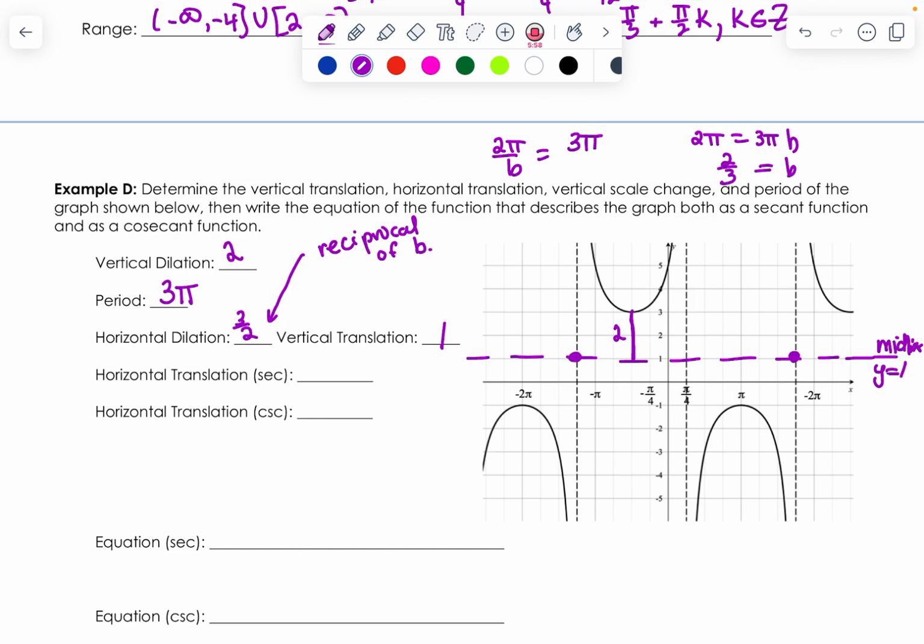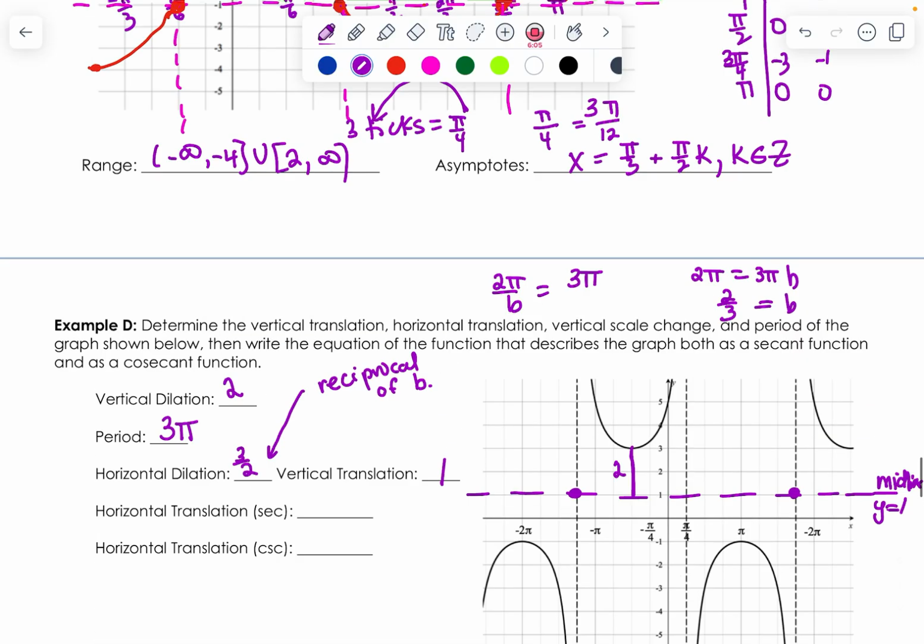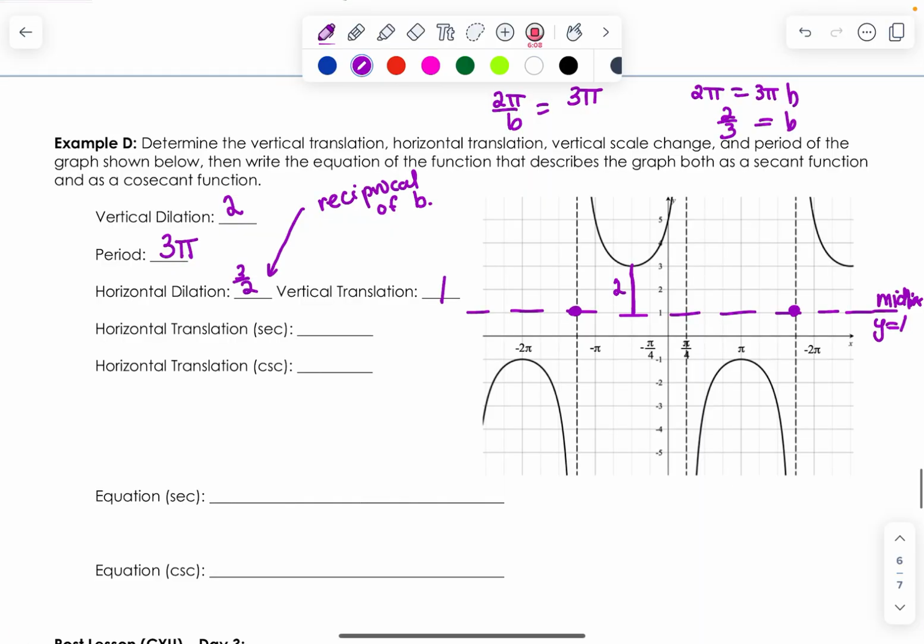Secant starts on the y-axis. Okay, remember that? It starts on the y-axis. So for secant, I can say that's left pi over 2. And then for cosecant, the asymptote starts on the y-axis, so it's been moved left 5 pi over 4. All right, so here we go.